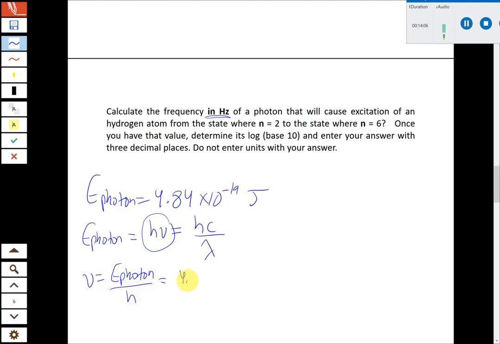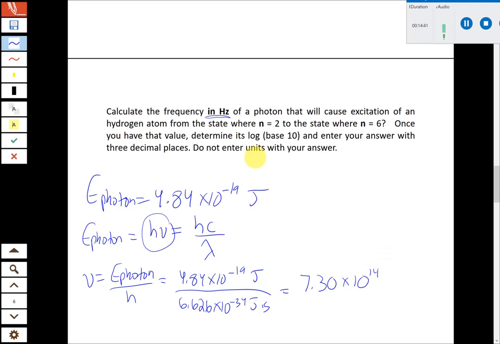which is 4.84 times 10 to the minus 19 joules, divided by h, which is 6.626 times 10 to the minus 34 joule seconds. And so we're going to get a number which represents the frequency of the photon in hertz. So it's going to be 7.30 times 10 to the 14.